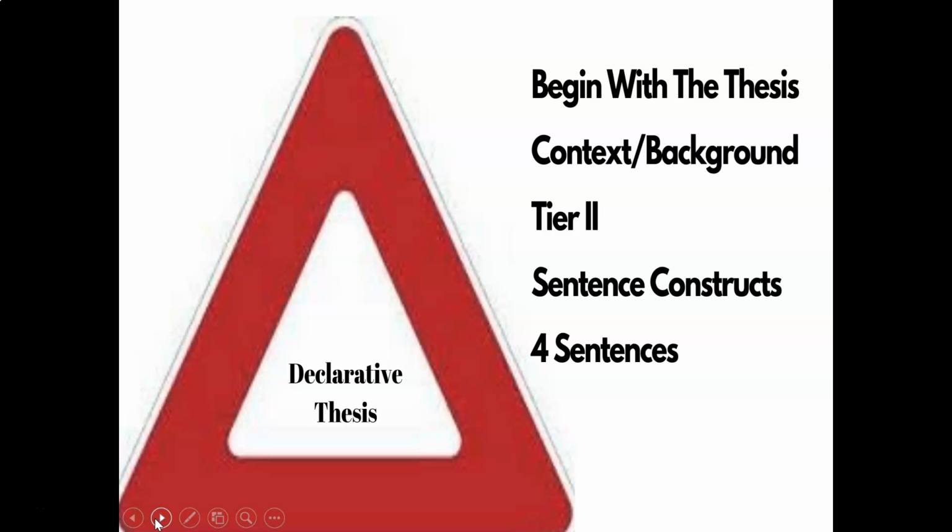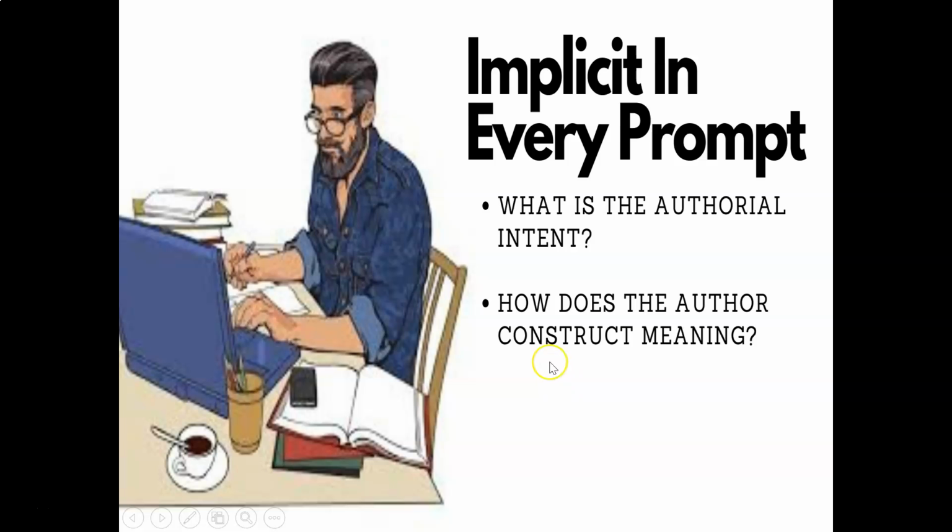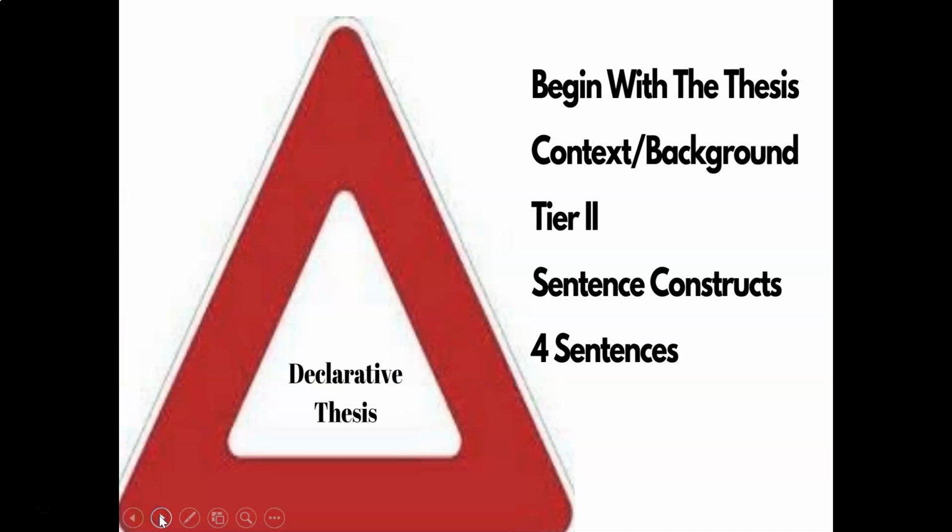For those that are familiar with my work, you know that for literary analysis, we always invert. Here's what I mean by that. Let me go back to this slide. We take 3 sentences and answer the question, what is the authorial intent? And the last sentence is going to be the thesis: how does the author construct meaning? In answering that question, you focus on your literary terms and devices. So it's 3 sentences, authorial intent, 1 sentence, construction of meaning. An introductory paragraph, when you're using my templates, is always going to be 4 sentences long.